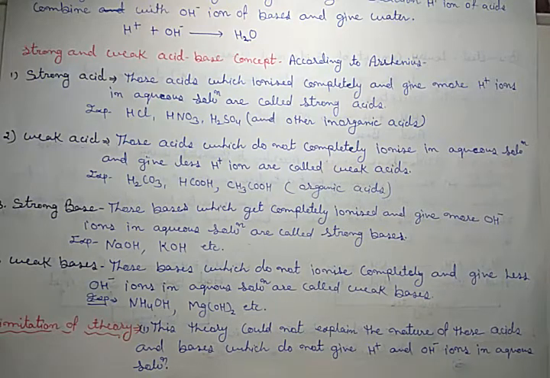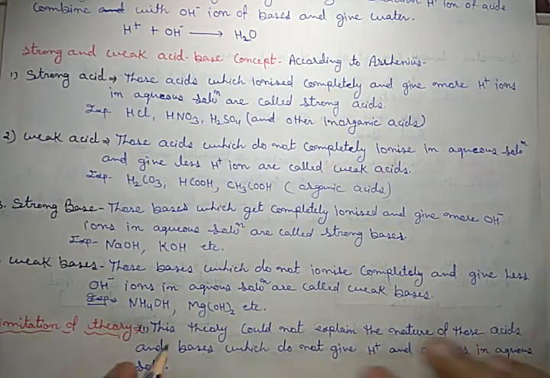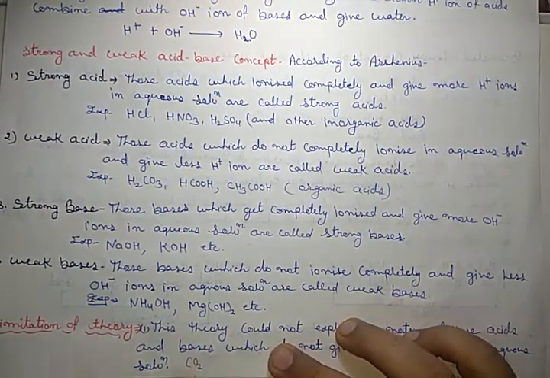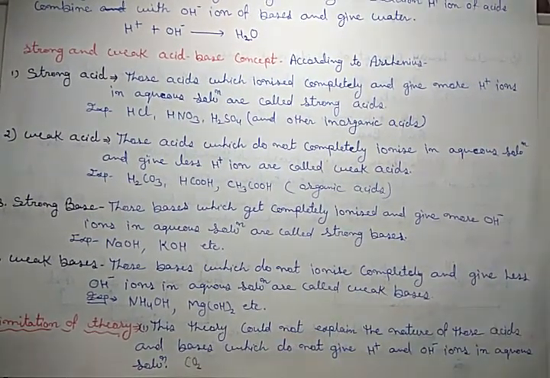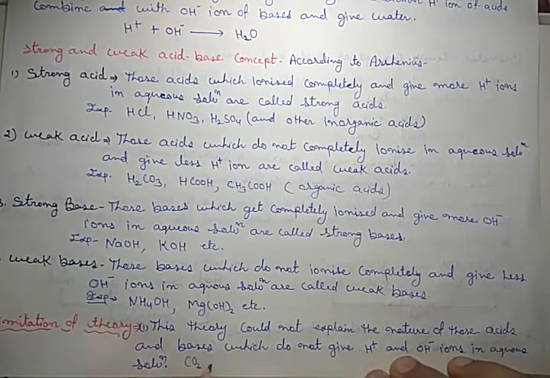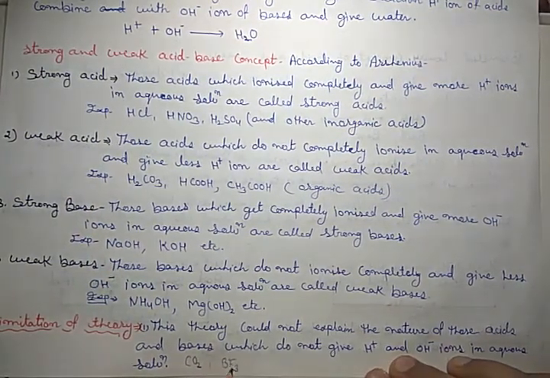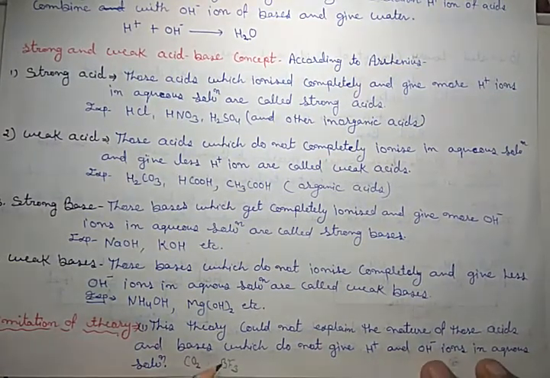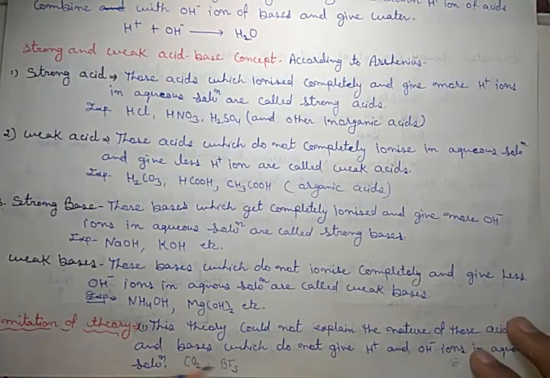Now the limitations. There are two limitations of this theory. First, this theory could not explain the nature of those acids and bases which do not have H plus ions and OH negative ions. Like CO2 is an acid, but there is no H plus ion, so how is it an acid? It could not be explained by this theory. Similarly, BF3 is a base, but it does not have any OH negative ion, so why is it a base?